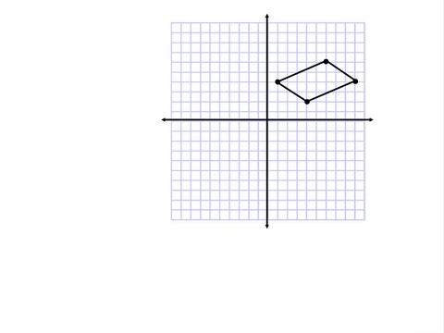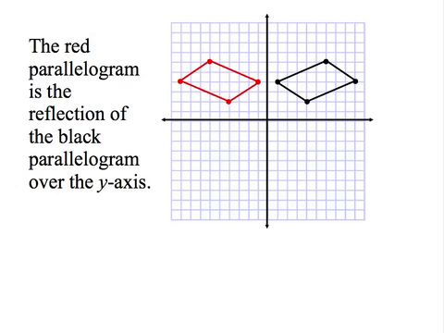Well, reflections are often easy to do on coordinate graphing planes. So here we have a parallelogram graphed in quadrant 1. And the new red parallelogram is the reflection of the black parallelogram over the y-axis. And because of the grid, it's easy to use the grid to count to get a good quality sketch of the reflection. And the way it's done is one vertex at a time.